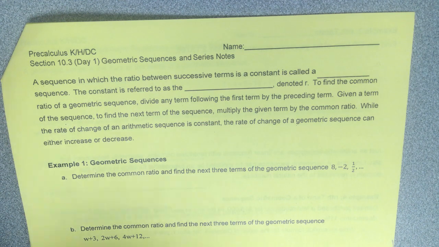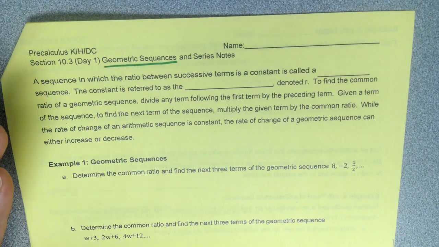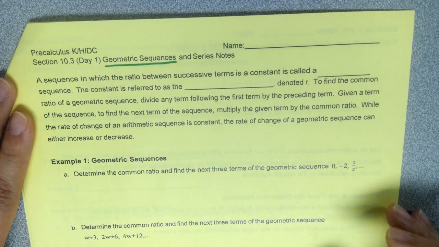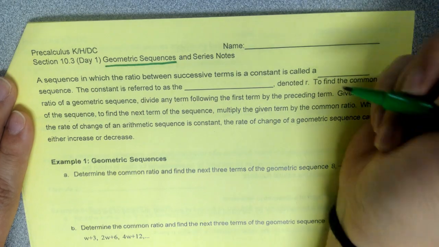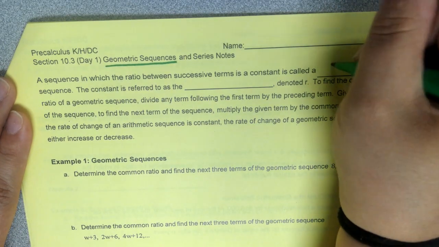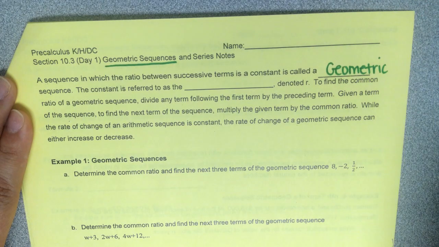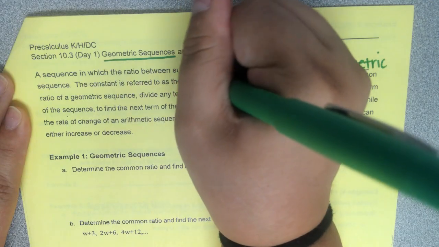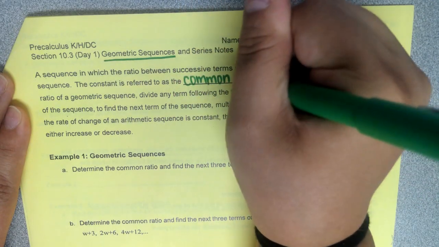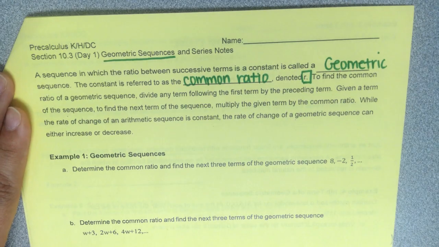Alright, so today we're going to be talking about geometric sequences and series. These first two pages are going to be all about sequences. A sequence in which the ratio between successive terms is constant is called a geometric sequence. The constant is referred to as the common ratio.